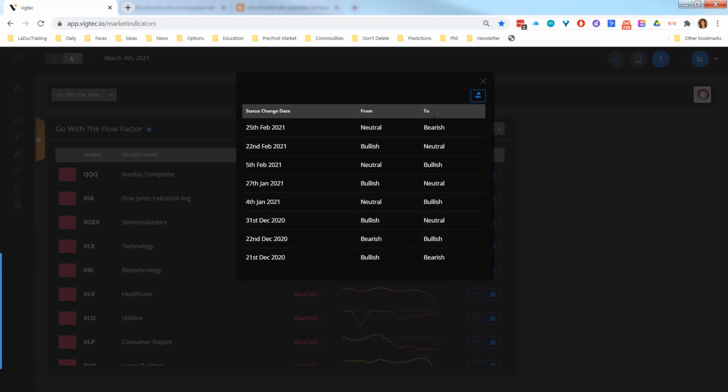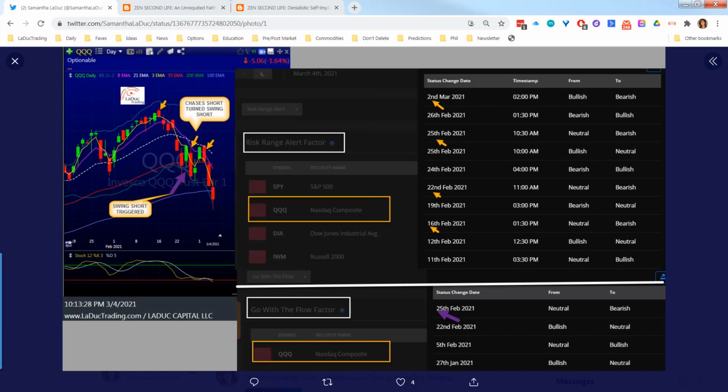So I grabbed a screenshot of this for Qs for both go with the flow and risk range, and I want to compare them to an actual chart, okay? So here's a daily chart of QQQ. As you can see from this risk range alert pop out for the timestamped history, it triggered on the 16th of February. That happens to be, ironically, the very top. So literally we top ticked it with this indicator. And then it stayed neutral. Then it also triggered bearish again on the 22nd of February, which is down here.